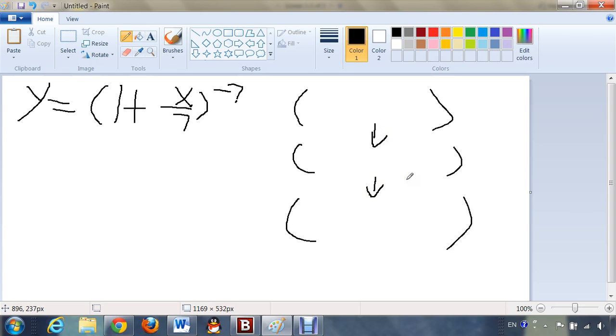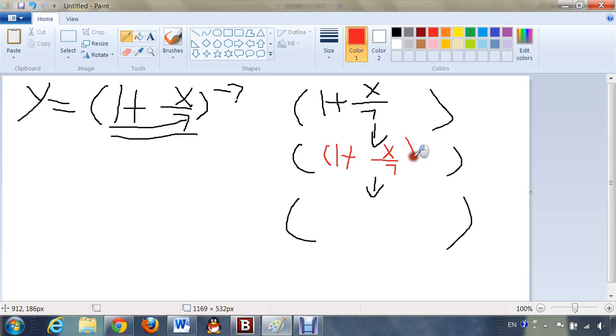Now look at the most inside part. The most inside part looks like the last question, just 1 plus x over 7, and the outer part is just something to a power, which is 1 plus x over 7 to a power. So then you would just take the derivative of each of them and multiply them together. It's the same thing.